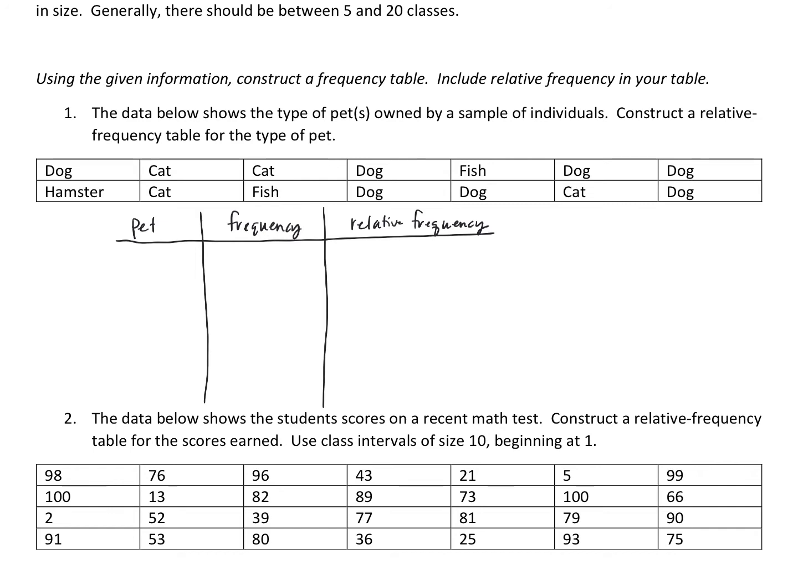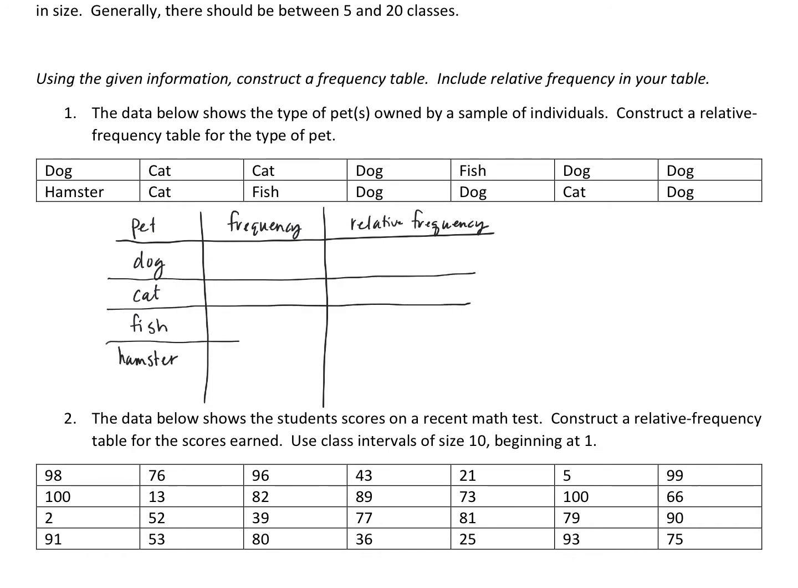So we have this chart. It has different kinds of pets in the chart. I see that we have dog, cat, fish, hamster. And that looks like all the different types of pets that are in this chart. So each category or each type of pet gets a row.